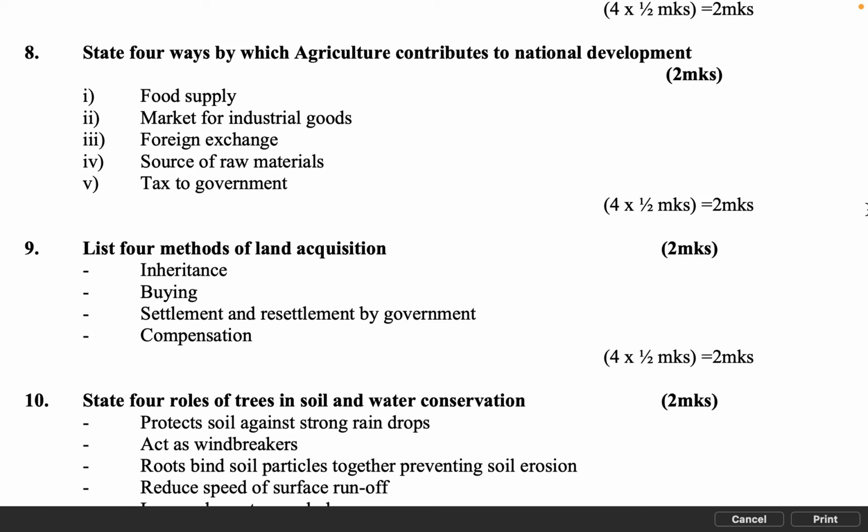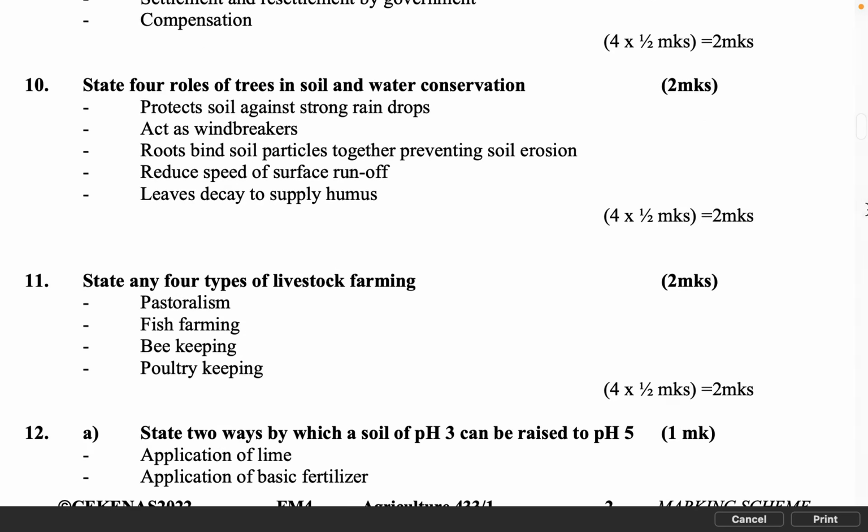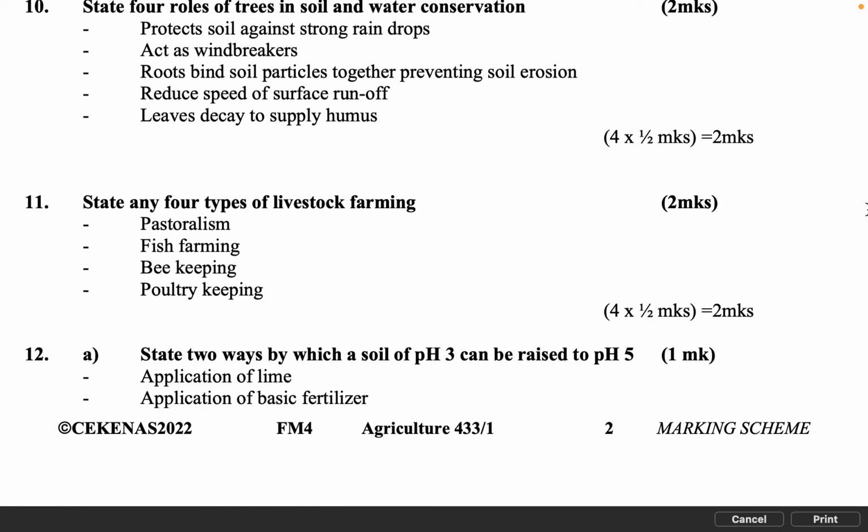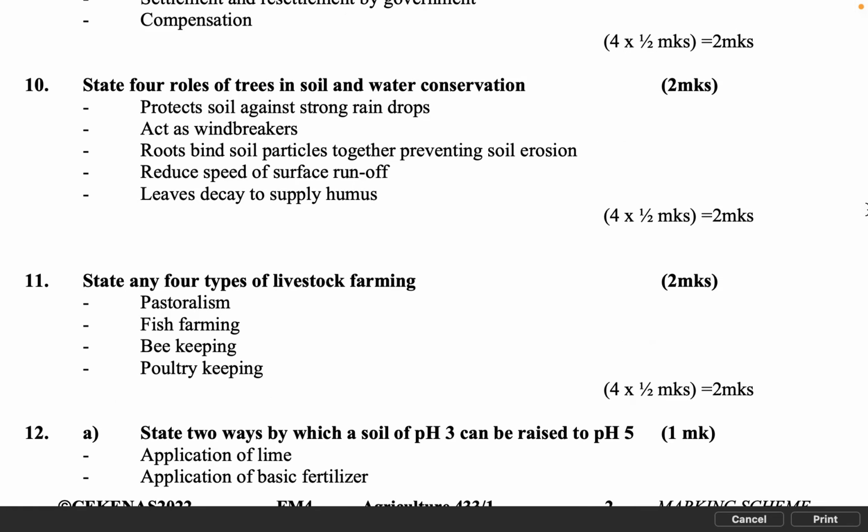10. State 4 roles of trees in soil and water conservation. 2 MKS. Protects soil against strong raindrops. Act as windbreakers. Roots bind soil particles together, preventing soil erosion. Reduce speed of surface runoff. Leaves decay to supply humus. 4 by 1/2 MKS equals 2 MKS.